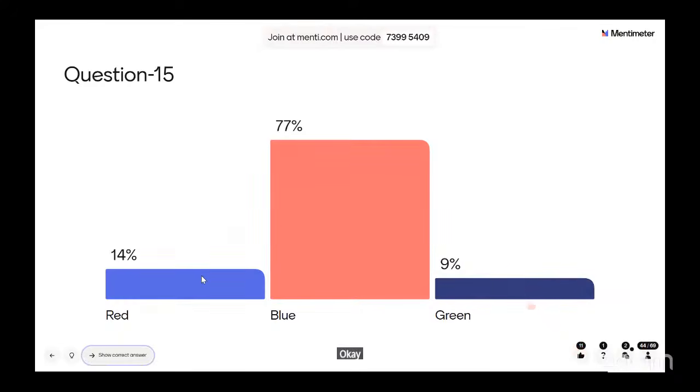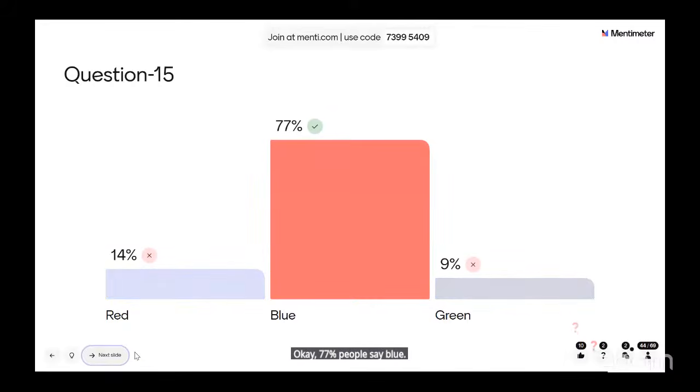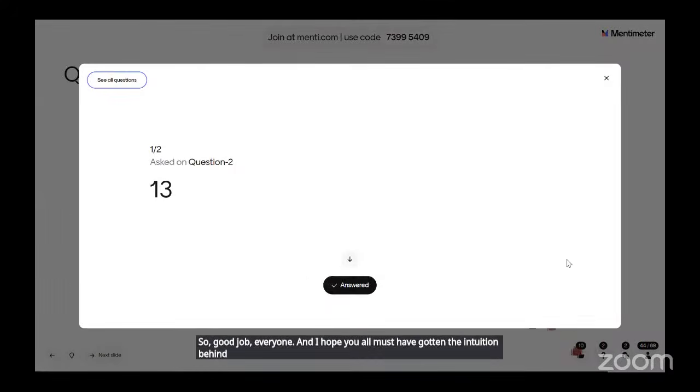Okay, 77% people say blue. Okay, so this is correct. So good job, everyone. And I hope you all must have gotten the intuition behind solving this question.